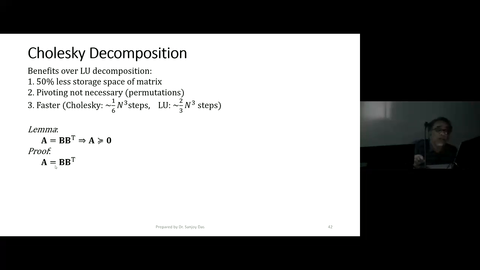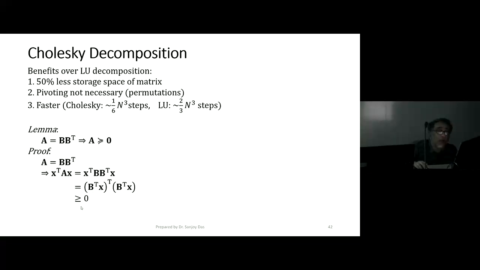Proof. A equals BB transpose, which means that X transpose AX is equal to X transpose B B transpose X, which is equal to this. And this is the inner product of B transpose X, correct? This must be greater than or equal to 0. Now, for positive definiteness, for any non-zero X, this must be strictly greater than 0. Now, this inner product of B transpose X, suppose X is non-zero.